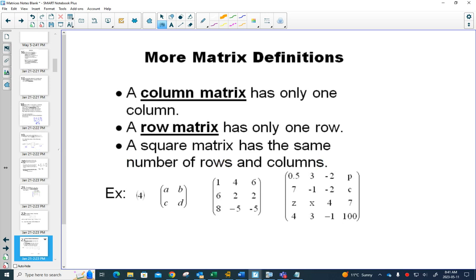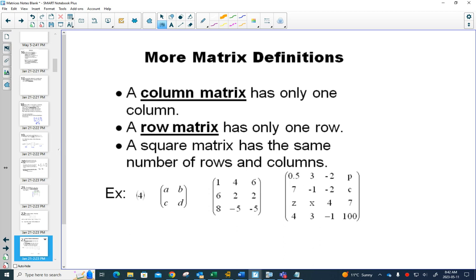Some more matrix definitions. We call a column matrix a matrix with only one column. A row matrix has only one row. A square matrix is a square. It has the same amount of rows and columns. You have to give them credit here in that when they made up their definitions, they made your life a lot easier, right?